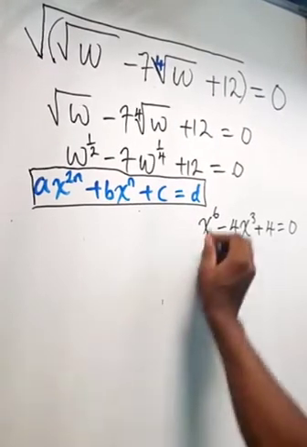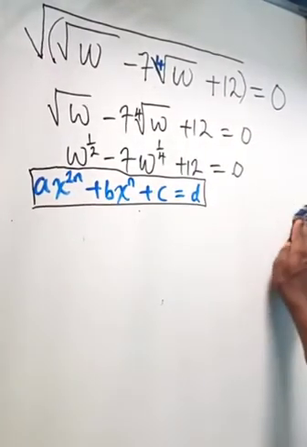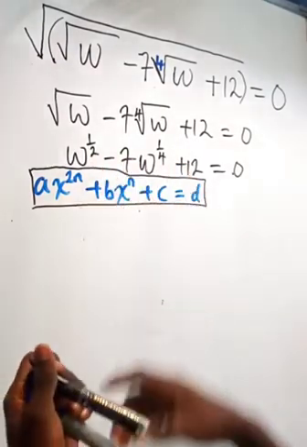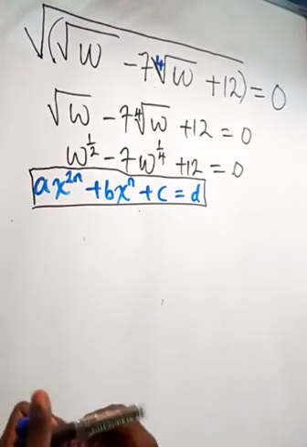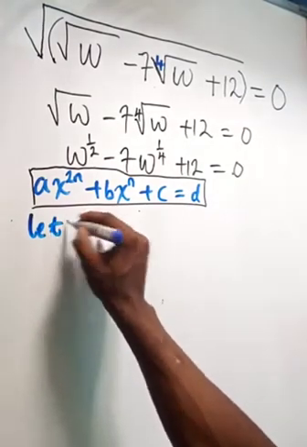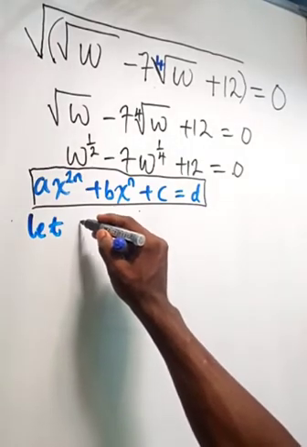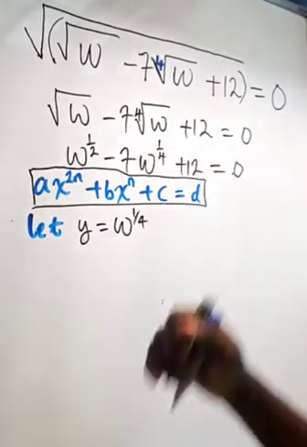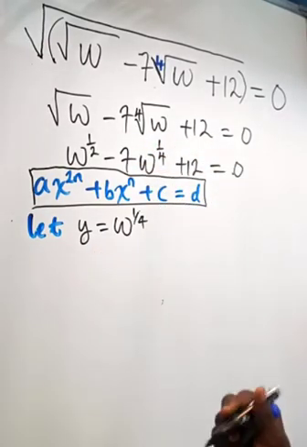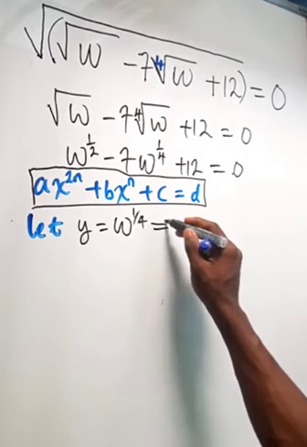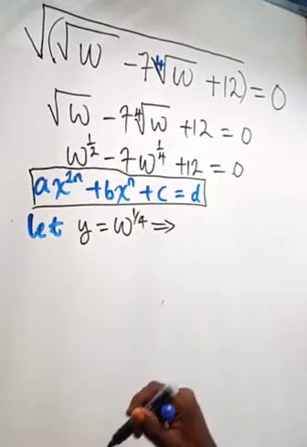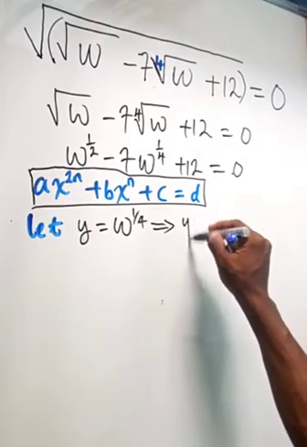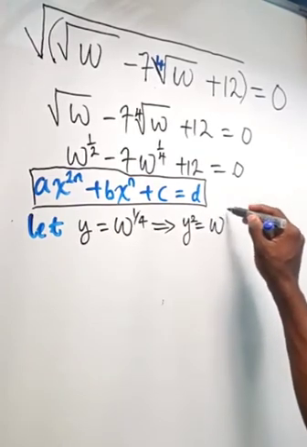Great. Let me get rid of this. By applying a change of variable here, this is how I'm going to do it. I'm going to let y be w raised to the power 1 over 4. You know that the power 1 over 4 is smaller than the power 1 over 2. So if you call that y, to get w raised to the power 1 over 2, we need to square this. By squaring the fourth root, you get back to the square root. So that tells us that y squared will be w raised to the power 1 over 2.